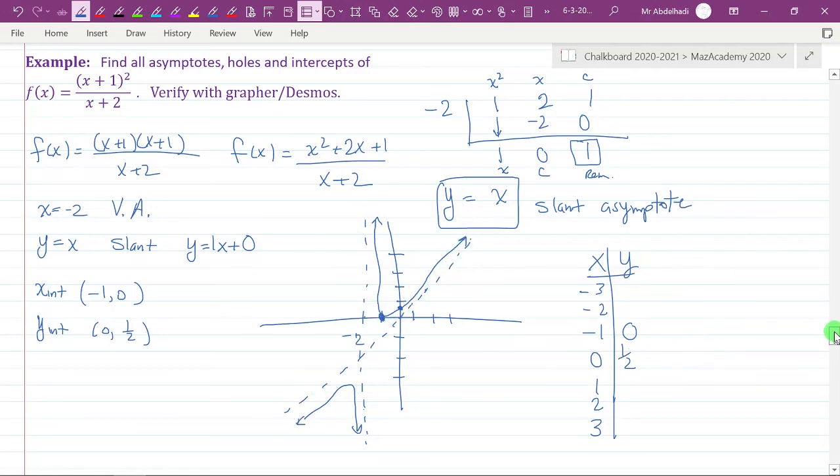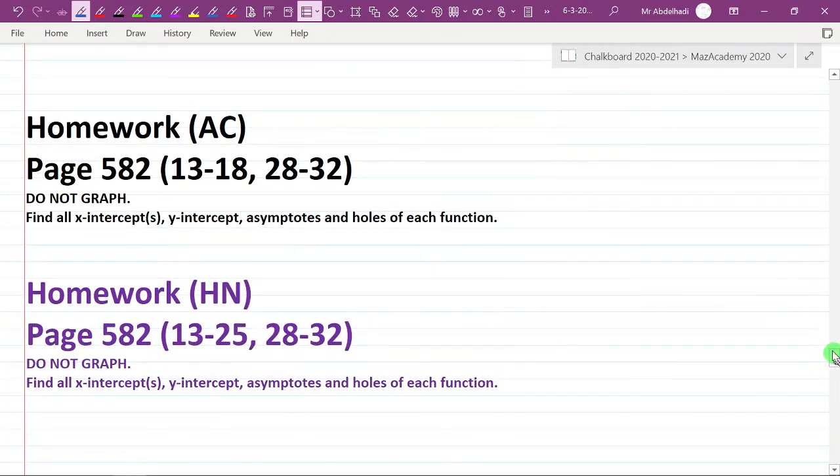Now for the homework, if you're in the academic class, and I know the academic people probably left by now, you have 13 through 18, 28 through 32. It's the same homework as the honors, except there's no slant asymptotes. So you guys in the honors class, you're going to have a few extra problems where there are slant asymptotes. You don't have to graph. Just find all of these things: the x-intercepts, the y-intercept, there's only one y-intercept, asymptotes, and holes. The only difference is that for the honors class, you have to worry about slant asymptotes, whereas the academic class, you don't.